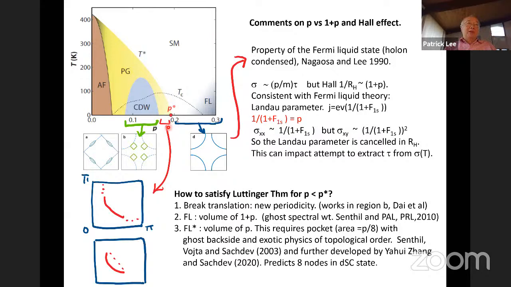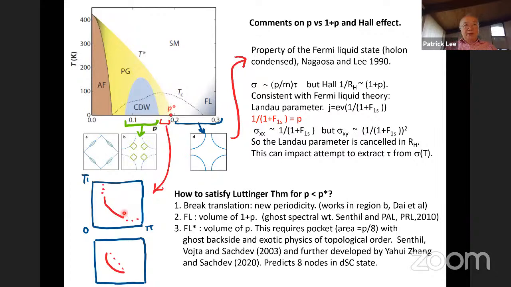Then there are basically two ways. The first is to say that Luttinger theorem still works. Then there should be a volume of 1 plus p. Now we know that there's a Fermi arc. Then in order to satisfy Luttinger, there has to be what we call a ghost Fermi surface, ghost spectral weight in this dashed line. The ghost just means that it's not visible by ARPES, but it has to be there. The Fermi liquid requires that there's some excitation at the Fermi level, which just somehow doesn't show up in ARPES. And this area is the 1 plus p. So this is option one.